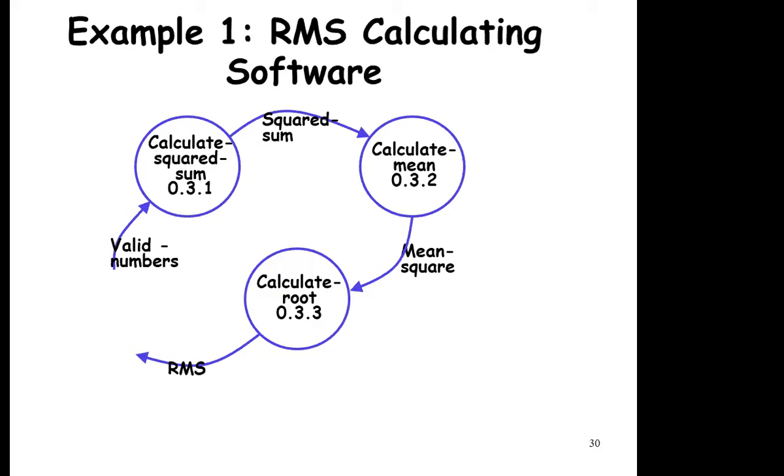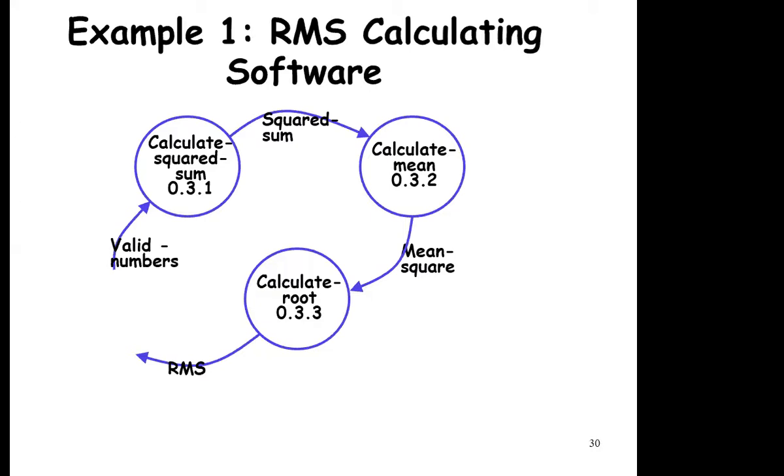Calculate the means, then you find the mean, then you find the root mean. So 3 processes are there. This bubble of level 1 is exploded or factored into 3 more bubbles. It is shown in level 2 DFD. We started with 0, then level 1, now we are at level 2.